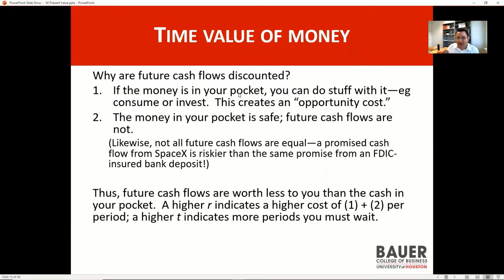These are kind of the fundamental things that drive the formula, why it works economically, why those future cash flows are worth less to you today than the cash in your pocket. A higher R indicates a higher cost of 1 and 2 together. That's what drives R.